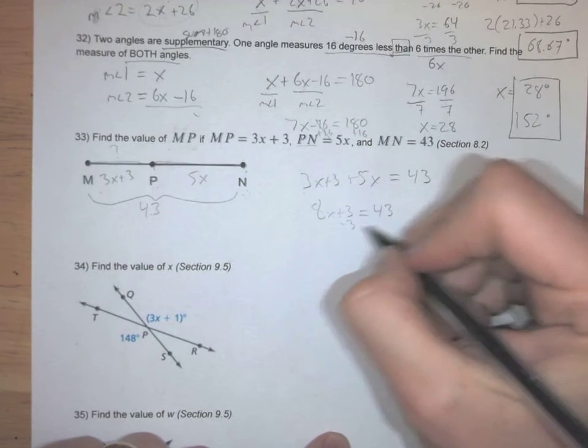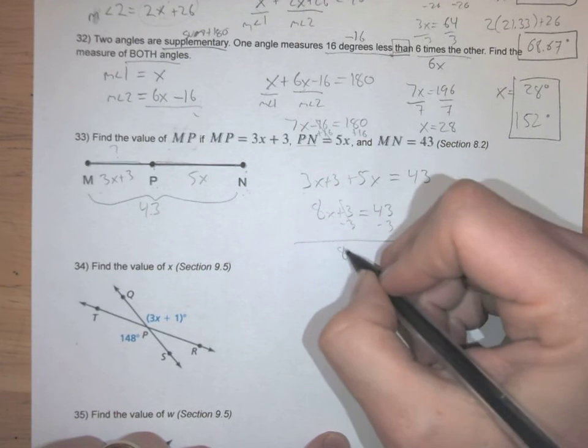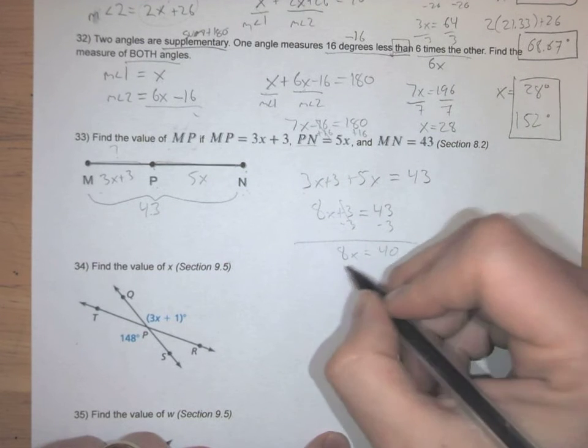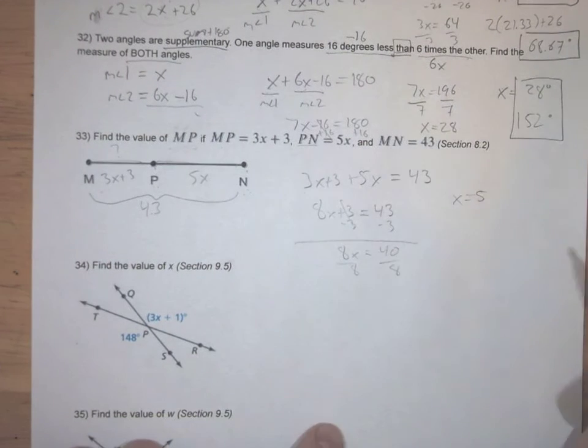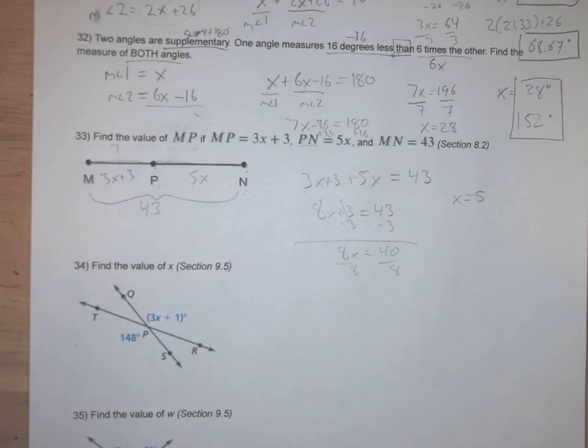We're going to subtract 3 from both sides. 8x equals 40. Divide both sides by 8. And x equals 5. Okay, not what we were looking for, but that's part of what we need.